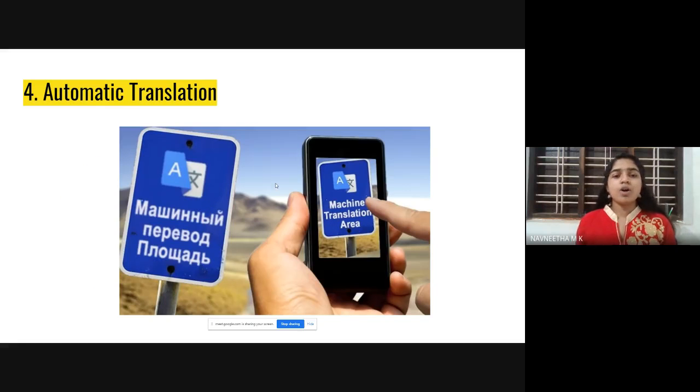The next one is automatic translation. If you visit a foreign country, you will not be familiar with that country's language. So we will see something in front of the road or in front of the street, and we do not understand what it is. With Google and the help of an internet connection, using automatic translation, we will understand what it is. This automatic translation also works with the help of machine learning algorithms.